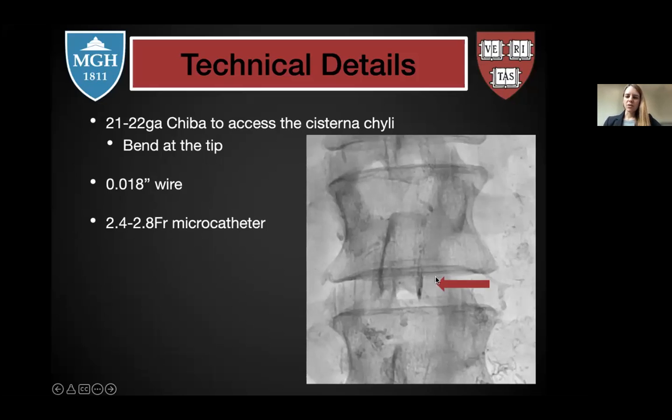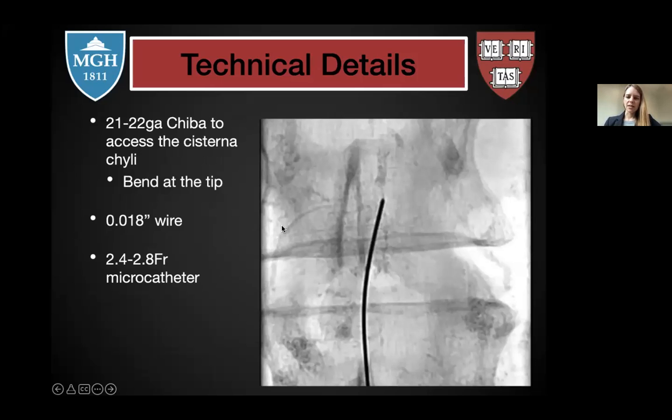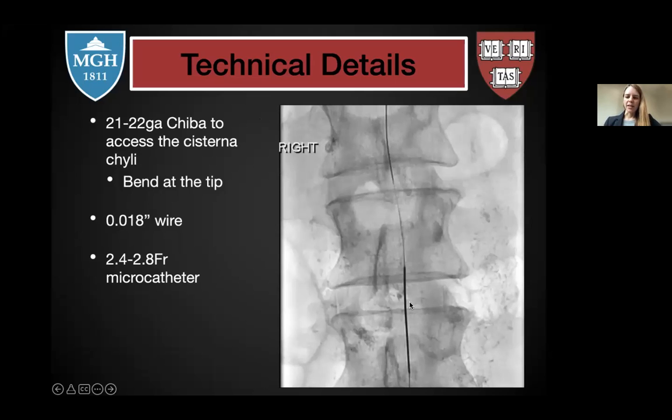If you're not in the duct, you'll see it go kind of to the side and it will curl up. If you're in the duct, you'll see it fly straight superiorly. So this is just a picture, and you can put a little bend on the tip of the needle to give yourself some directionality, as long as you make sure that the wire will still advance through that needle. And then when you know you're in the duct, the wire slides very smoothly and straight superiorly.